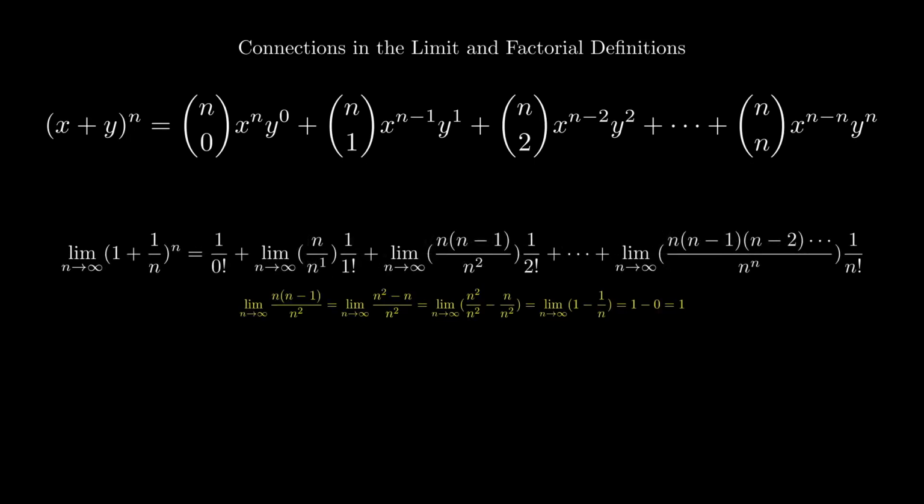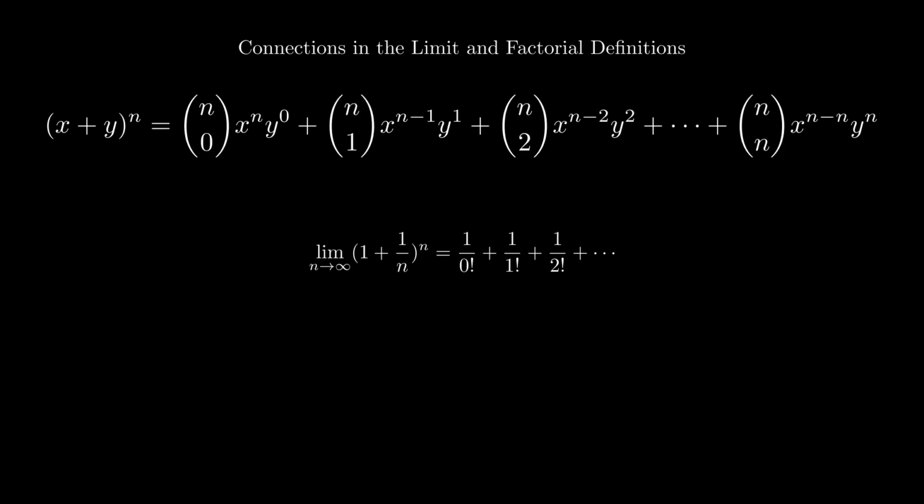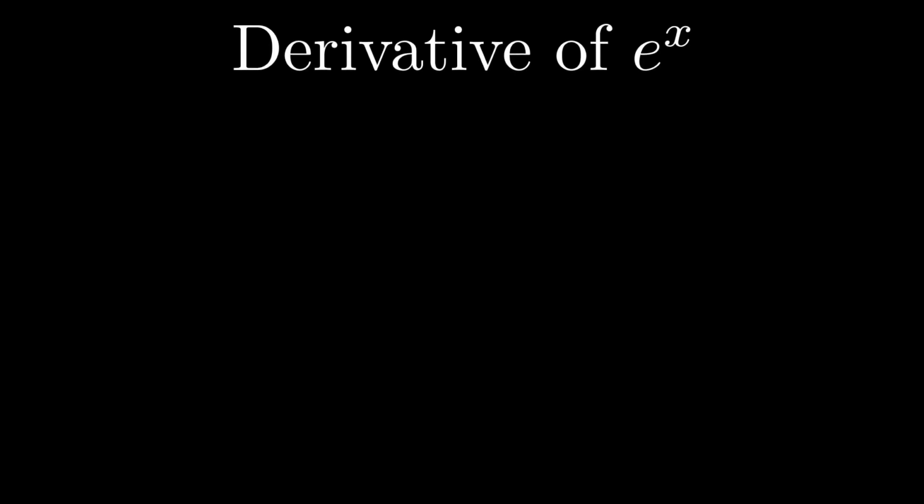For example, the yellow text shows how n times n minus 1 over n squared is equal to 1 as n approaches infinity, a process which repeats for each term in the expression and results in only the numerical factorials being left over. Thus, we can be certain that this limit is truly equal to e because the factorial definition for e matches what we have left from this equation, and we can derive a bunch of very useful e-related derivatives and integrals.